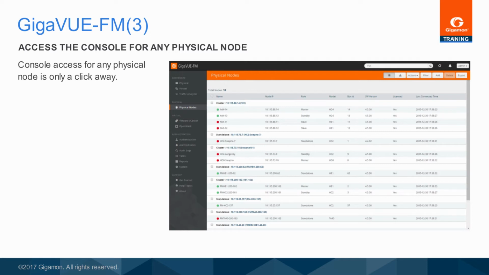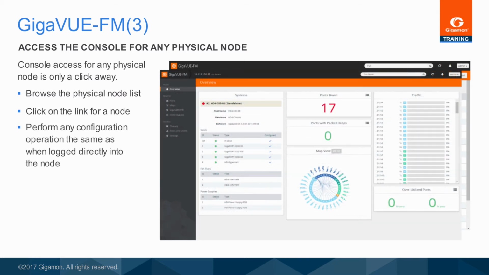HVUE web interface. Click on the Physical Nodes page from the left navigation column to access a list of nodes for which GigaVUE-FM is providing management access. Scroll down the list to a particular physical node and click the hyperlink to open the user interface for that node or cluster. The view changes to show the selected physical node interface with the same options as if you logged directly into the node. Click on GigaVUE-FM in the top left corner to return to the previous global view.